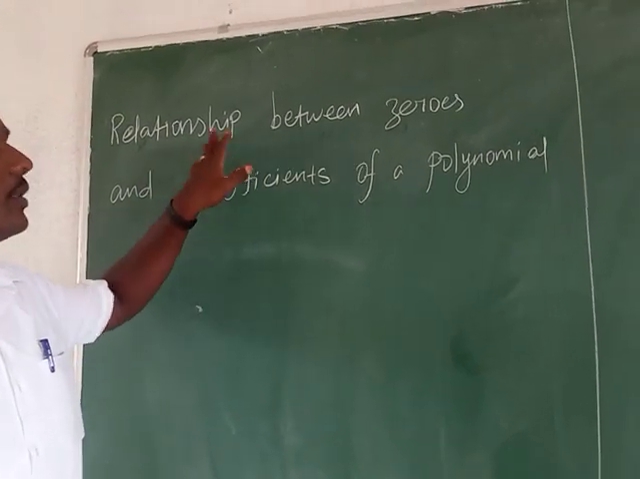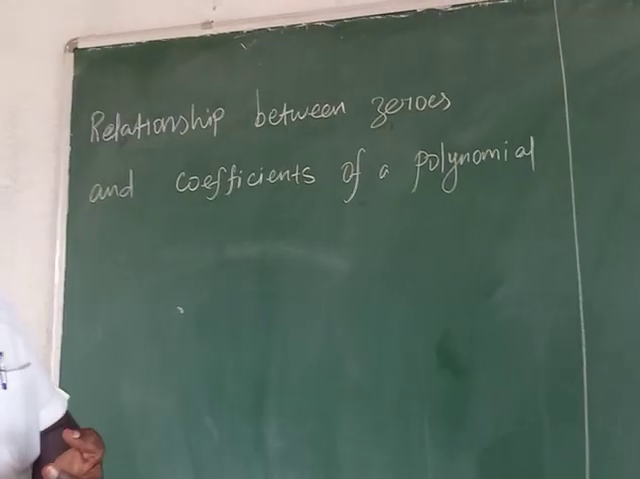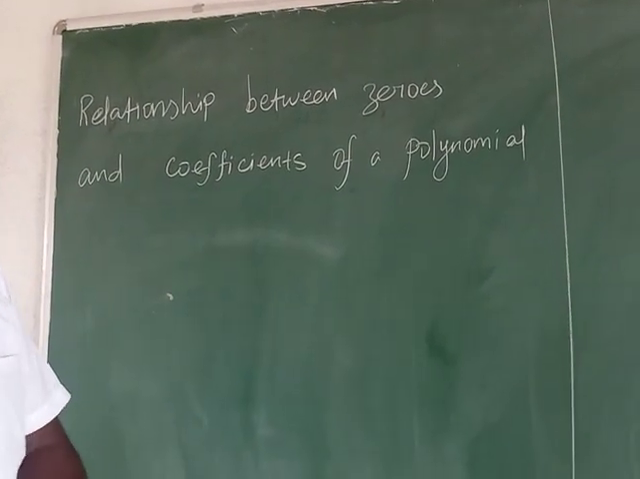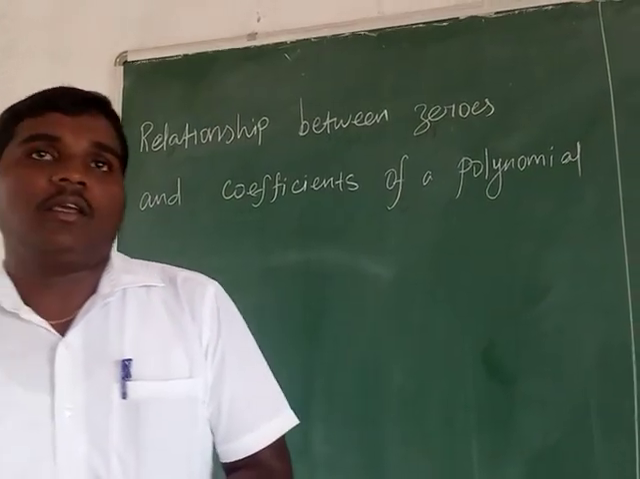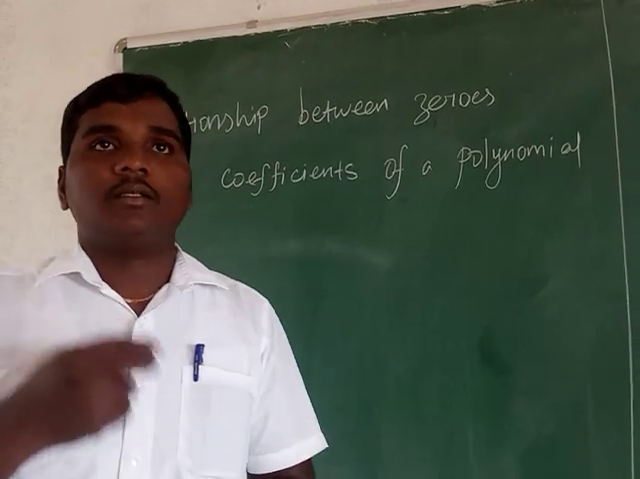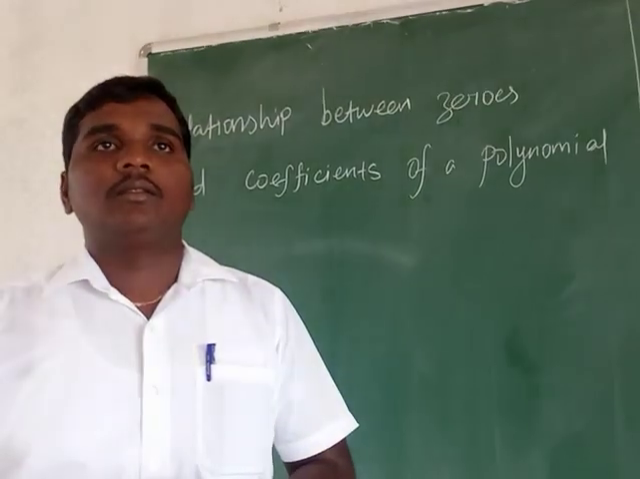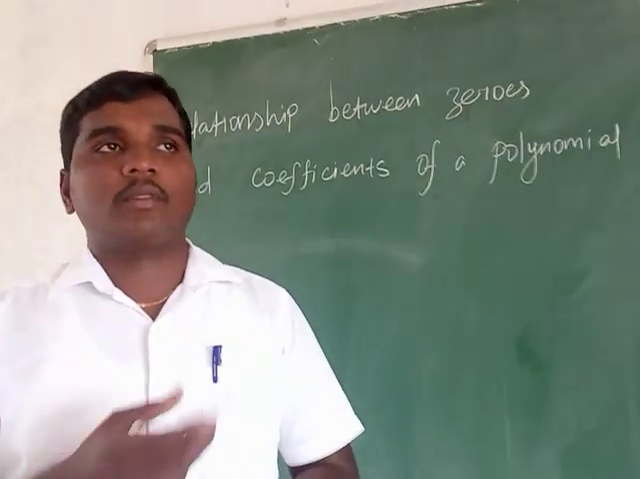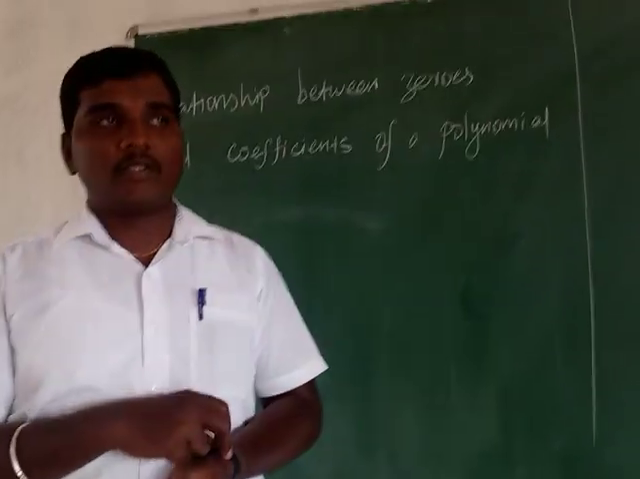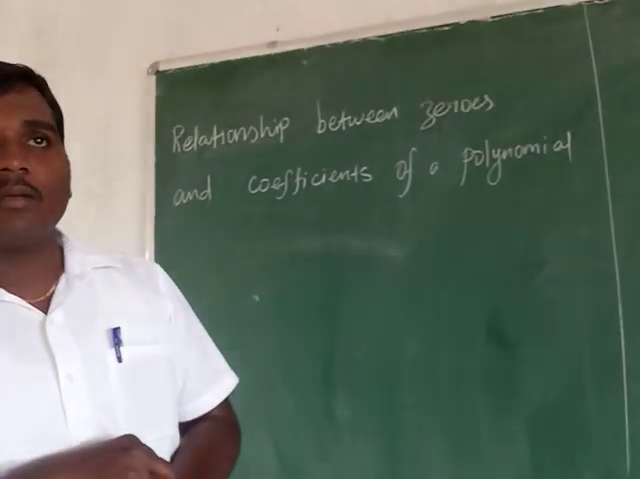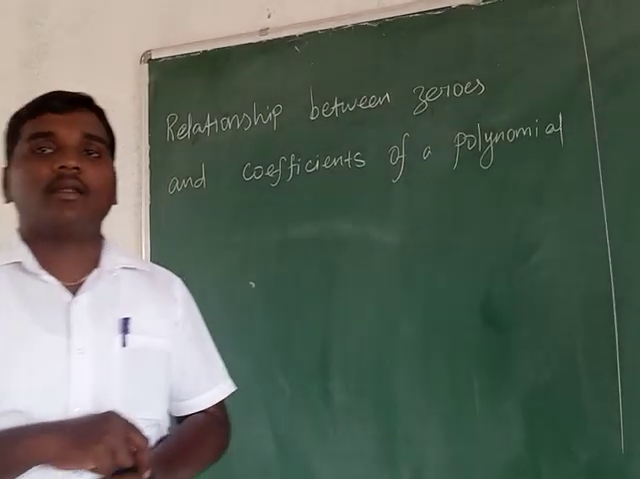Hi students, next topic: relationship between zeros and coefficients of a polynomial. Last class, we covered what a polynomial is, some types of polynomials, the degree of a polynomial, and then the zero polynomial. So next one, the relationship between zeros and coefficients of a polynomial.